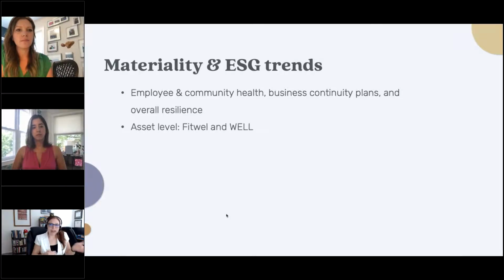You can even look at this on an asset level. There are more and more Fitwell certifications and WELL certifications, not just that Gobi oversees, but in general in this current environment that buildings are pursuing. And for anyone who doesn't know what Fitwell and WELL are, these are building health certifications, things that look at asset levels on a basis of how healthy is it for the tenants?